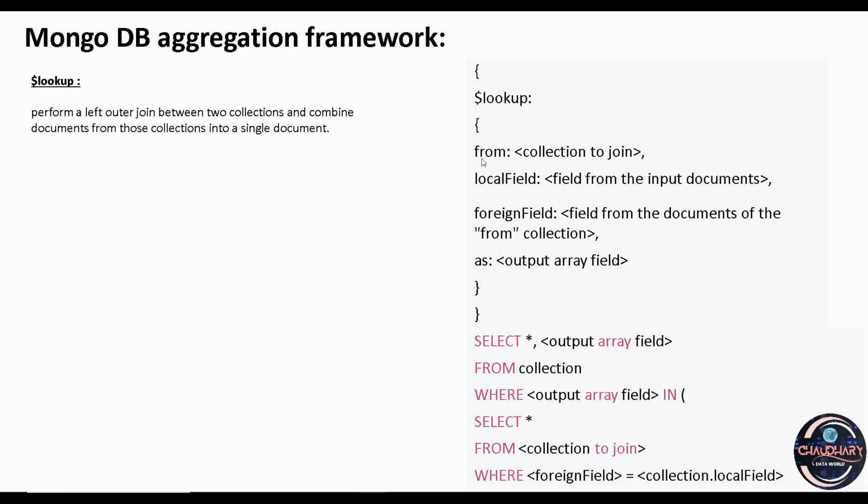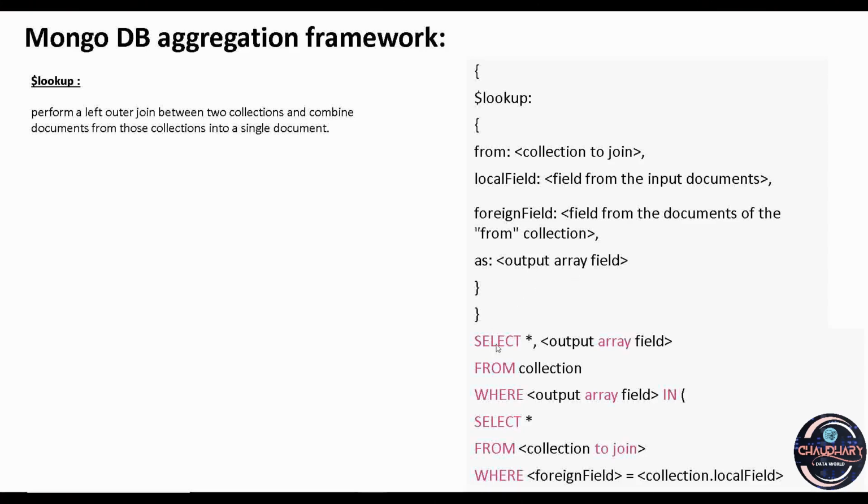Now what all these things are, you will better understand when I show you a demonstration with one example. And at last we have as. When we perform a join, a new field actually gets created. What that field is named will be given in this as. You need to output an array field, which will be the array into which the data pulled from the second collection will come and sit.